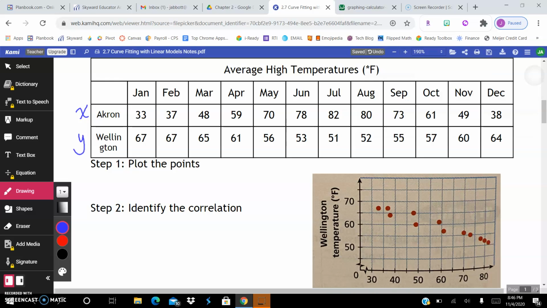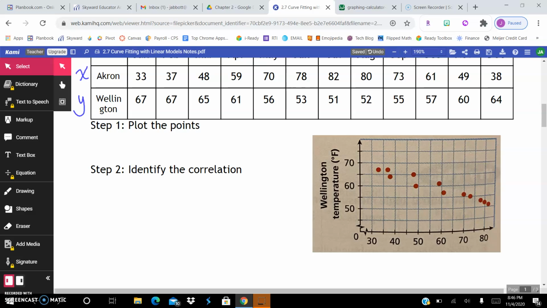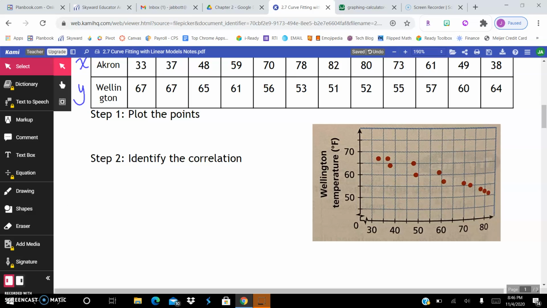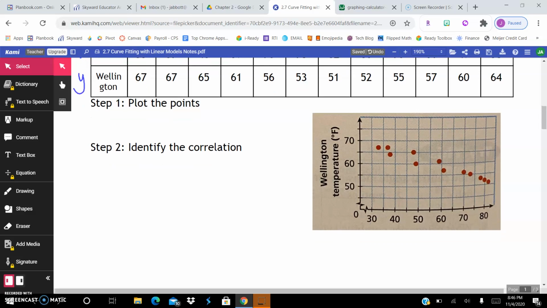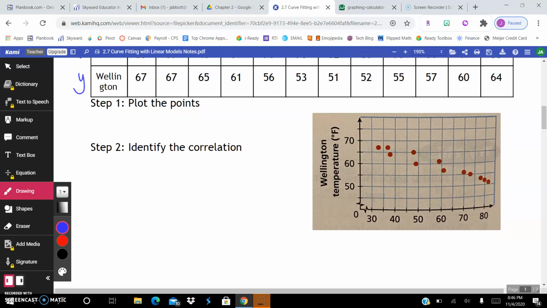So I copied the picture here that was already done. And your scatter plot would look similar to this. I just thought this would be easier than me trying to draw it out freehand here, so we get a little more accurate representation. Step 2 is to identify the correlation. So looking at those dots from left to right, they go downhill. So this would be a negative correlation.